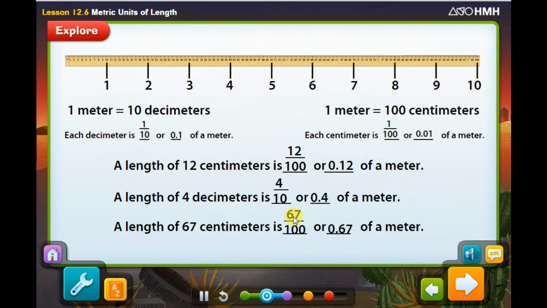You can use decimals or fractions to describe metric lengths as equivalent units. Hope that you understood, grade 4. Text me if you have any problem.